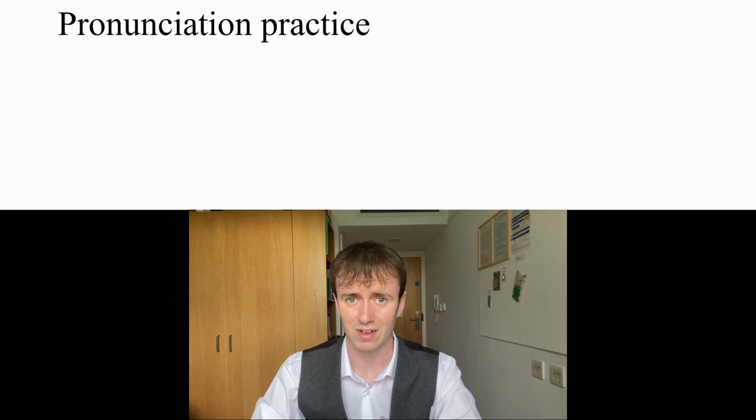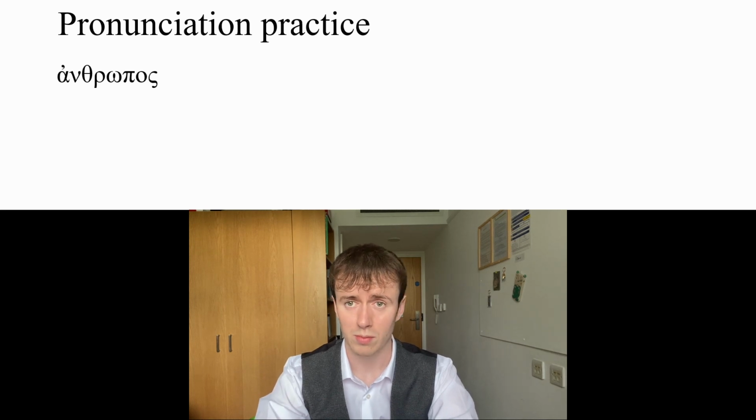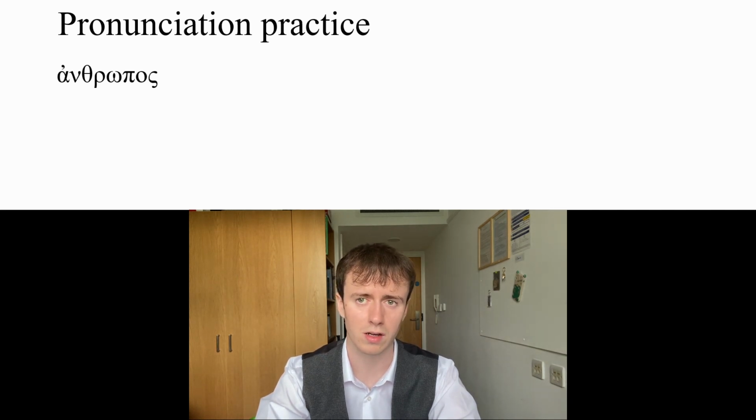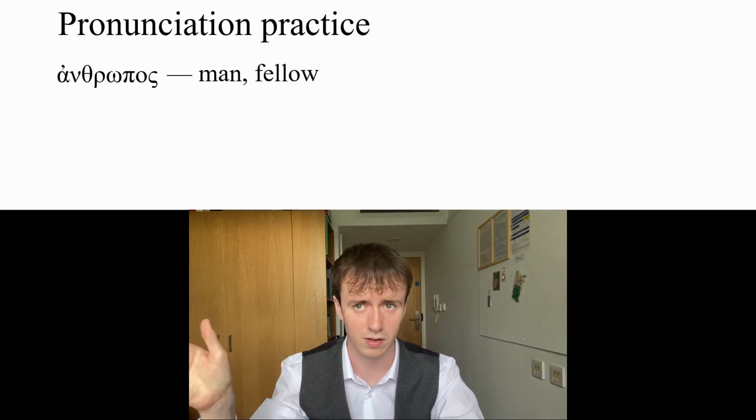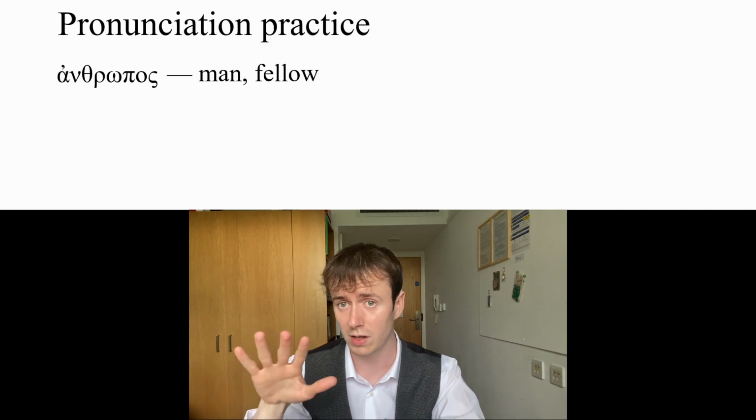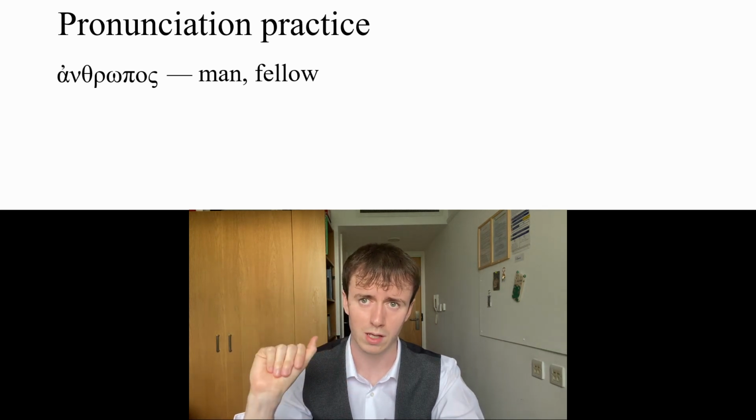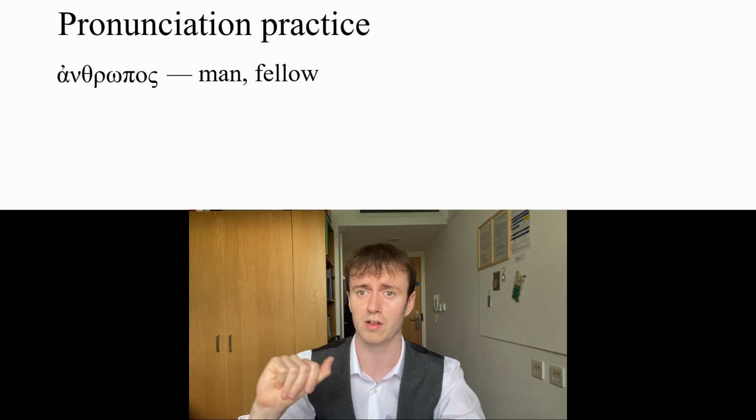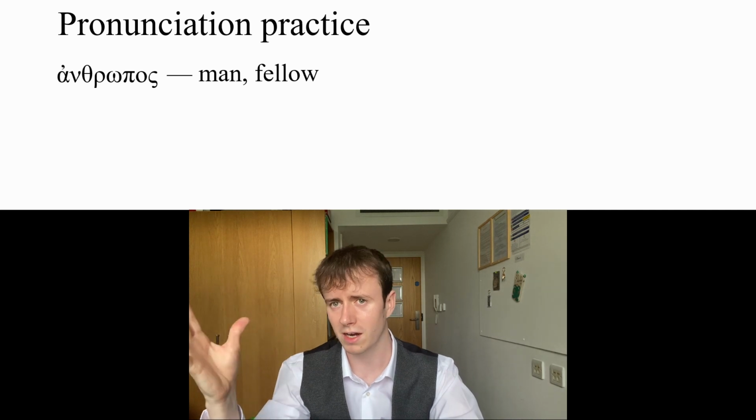Let's do some practice, pronouncing words with rough and smooth breathings. This first word is a very common word in ancient Greek. You can pause it, remember, and try to pronounce these words yourself before I say them. Anthropos. And this means man or fellow. It means man in the general sense of person. It's non-gender specific, because there is a gender-specific word for man in Greek, but this one is general. It applies to humans in general. You translate it as man in the sense that we say mankind.